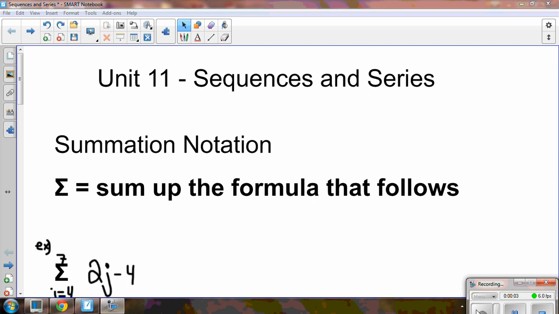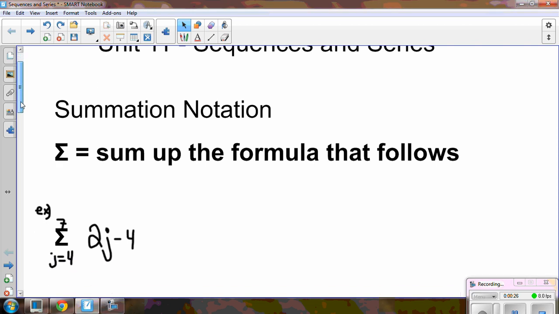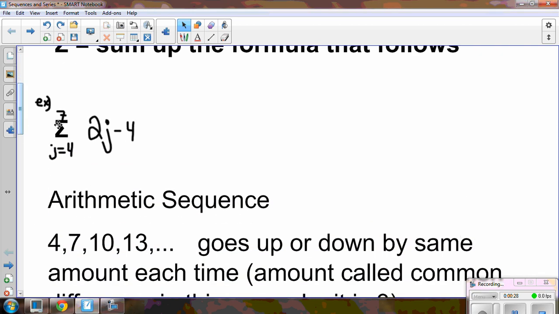Okay, here we go with Unit 11, Sequences and Series. The first thing you're going to encounter in this unit is something called summation notation. Summation notation uses the symbol sigma, which means to sum up the formula that follows. On the side it looks like an M, but it's actually an elongated S for sum. Our first example is the summation from j equals 4 up to 7 of 2j minus 4.